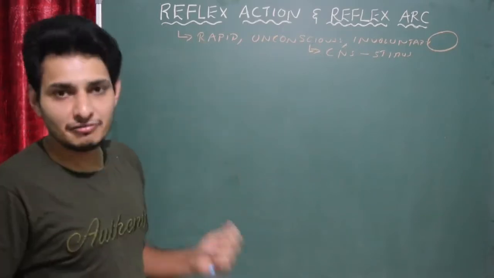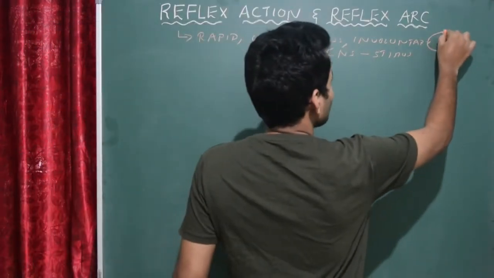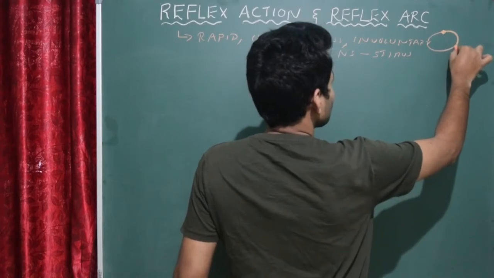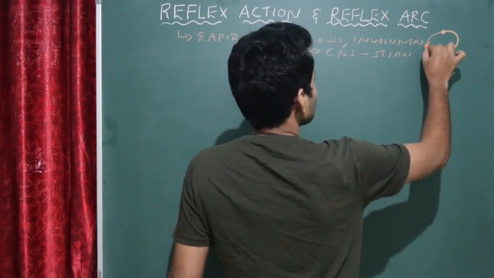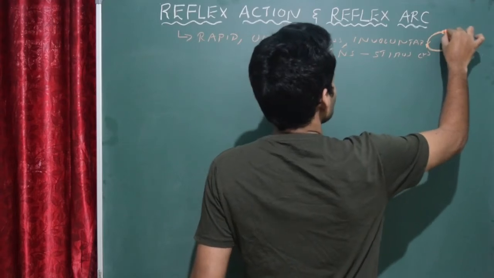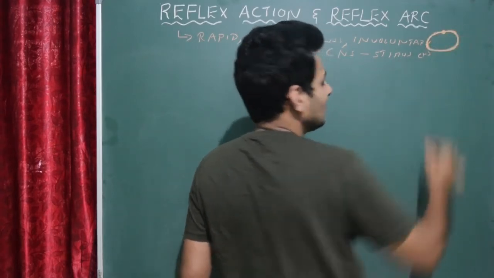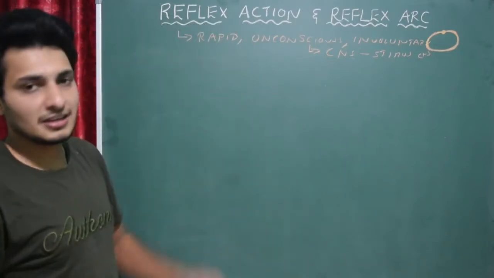So that is called reflex action, and reflex arc is nothing but the path. It originates from one set of nerves, reaches the CNS, and from the CNS it reaches the site of stimulus. It is the path followed by a nerve impulse in a reflex action, which is called reflex arc.